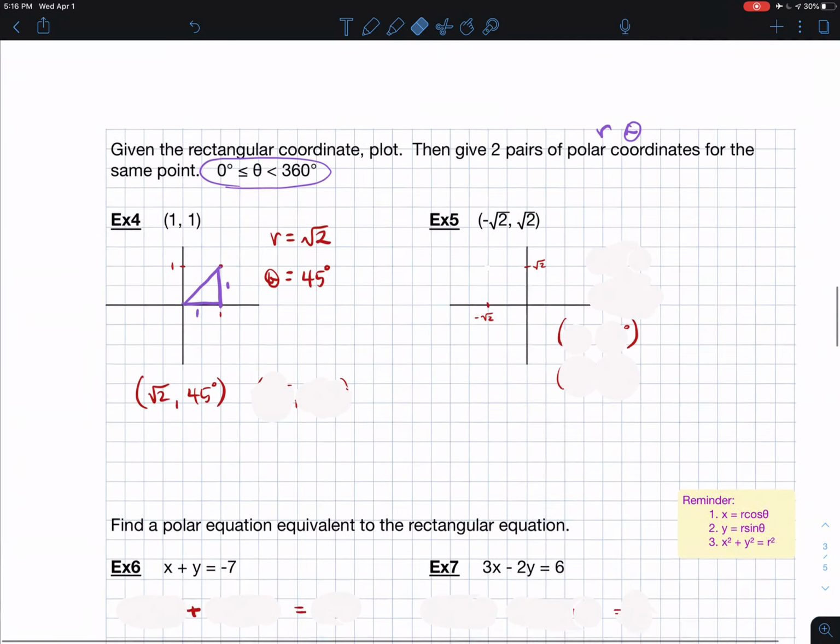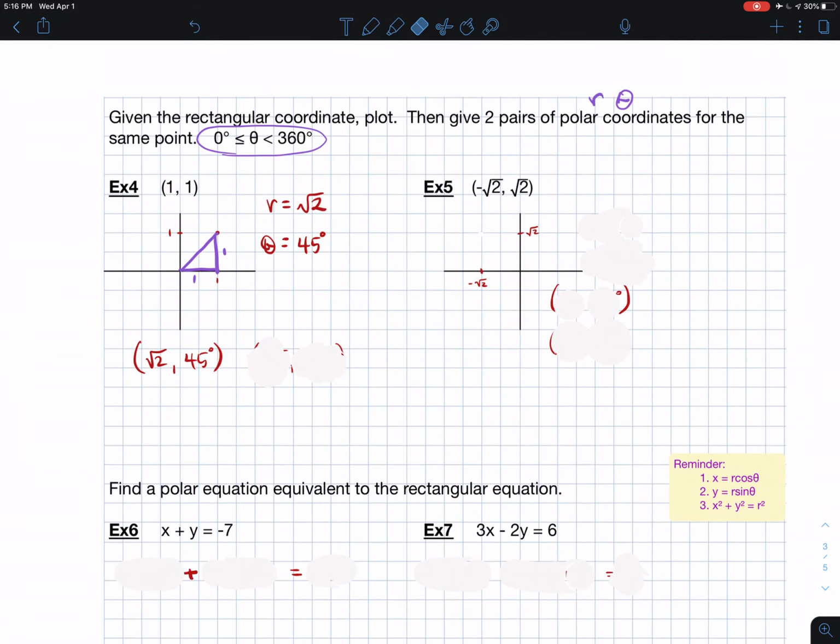But remember, there's 2 ways to get to that spot. So let me erase my triangle. Remember that I'm really only looking at the coordinate. I can either get to my coordinate by going in this direction, which is how I got my 45 degrees, or I could also go in this direction, but I can't use a negative angle because my directions told me I couldn't use a negative angle.